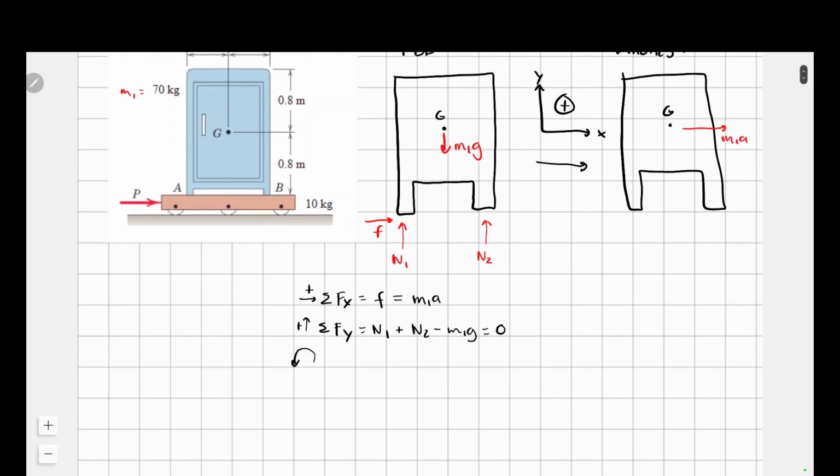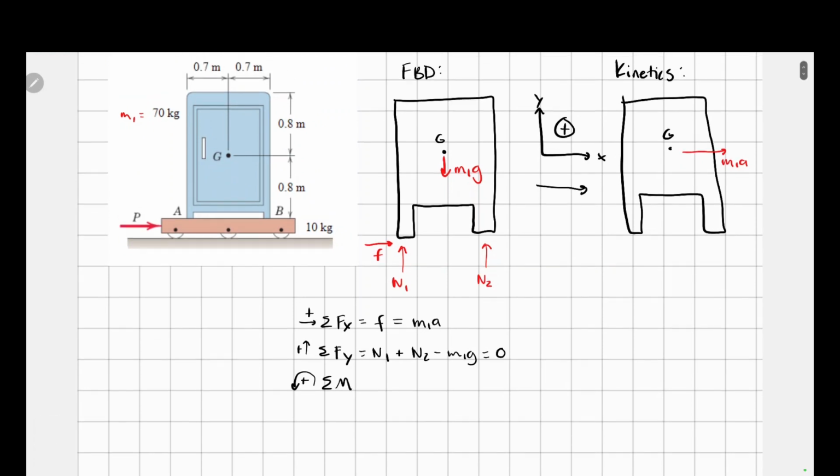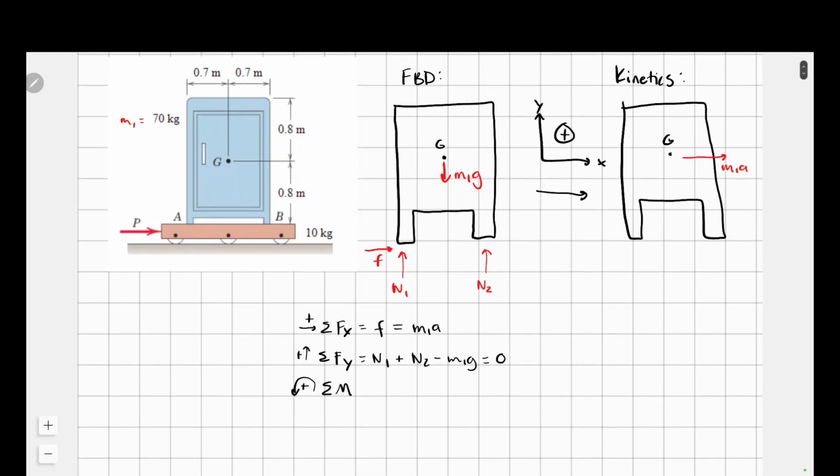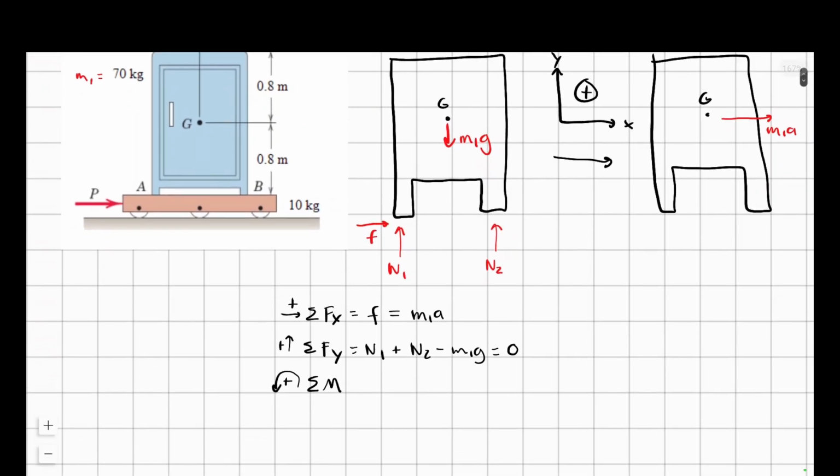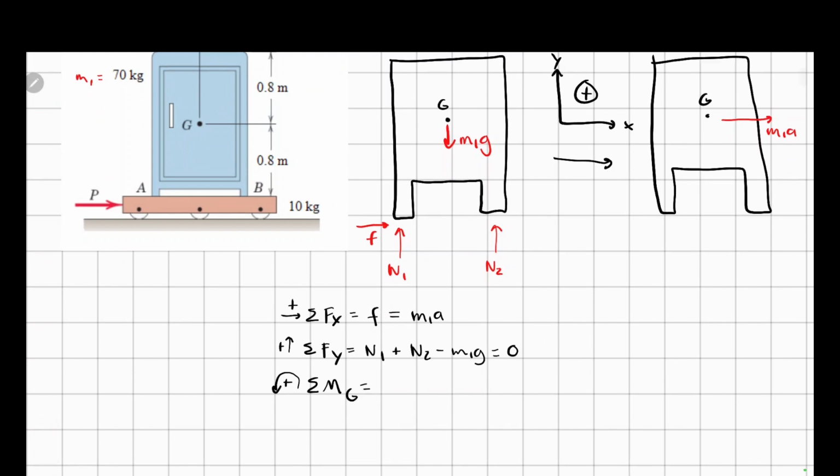Let's do our moments. And let's do it about G. Really, you could do your moments about A, or you could do it about any other point on this cabinet, and it will give you the same answer. So that's how it works in dynamics. You could do your moments, and same thing with statics too. You could do your summation of moments about any point, and it will still give you the same answer. But I'm going to do it about G because that's what's easiest for me. So let's do it about G.